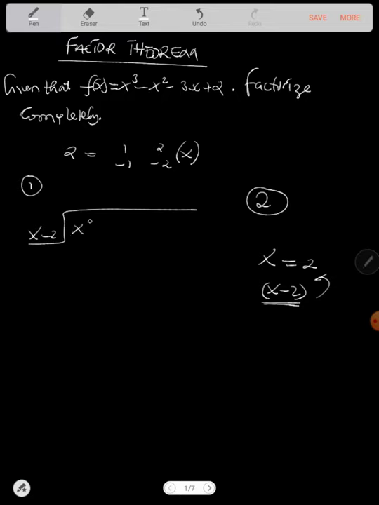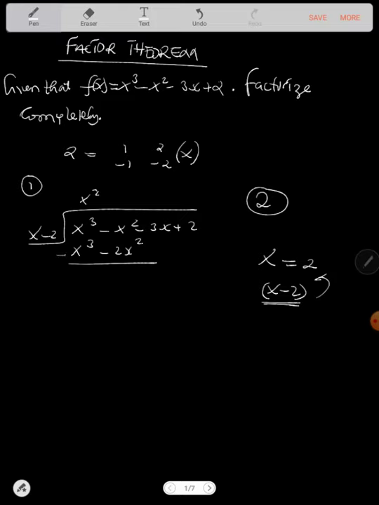Then we put this here, minus squared minus 3x plus 2. So x into x cubed is x squared. Okay, x squared times x, you get x cubed. x squared times negative 2, you get negative 2x squared.